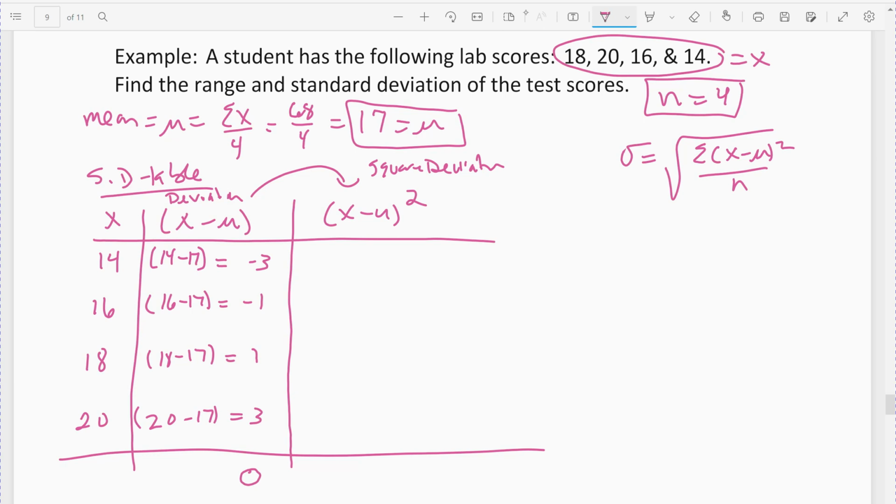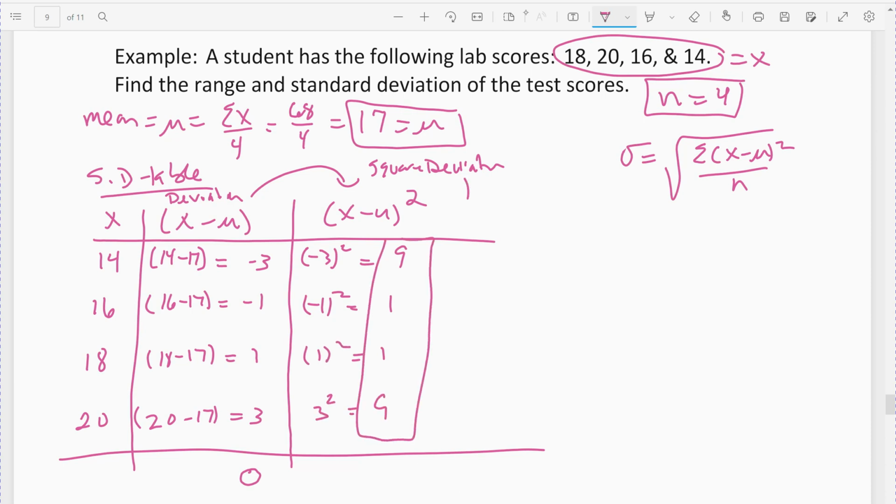So what they did is they figured out, well, we can square them, right? Because squaring them will get rid of the negative. And so now you square these. So you take your negative 3 squared, and squared should always give you a positive number. Your negative 1 squared will give you the positive number. 1 squared, and then 3 squared. And so those are the numbers that are my square deviations.